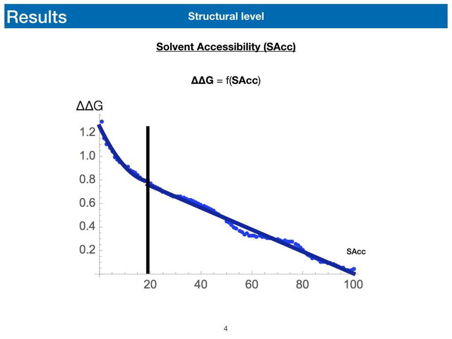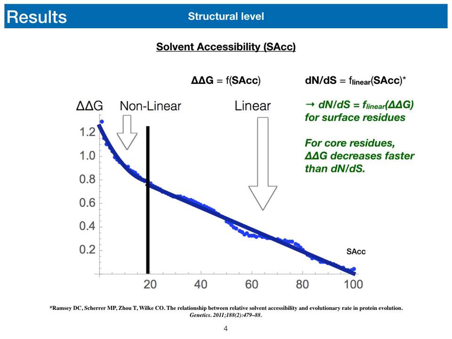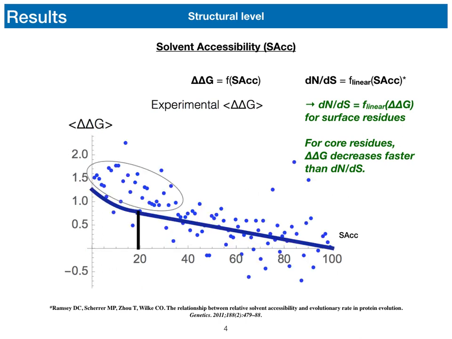When looking at the relationship between mutational stability change and relative solvent accessibility, we found it to be nonlinear below 20% and linear above that threshold. Moreover, there is a known linear relationship between solvent accessibility and the evolutionary rate, which is defined as the ratio of non-synonymous to synonymous substitutions. So this suggests a linear relationship between stability change and the evolutionary rate, but only for surface residues. For core residues, the stability change decreases faster than the evolutionary rate. And here again, we found a good agreement with the experimental data.